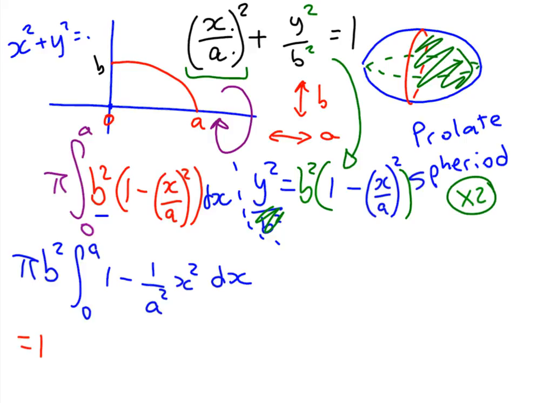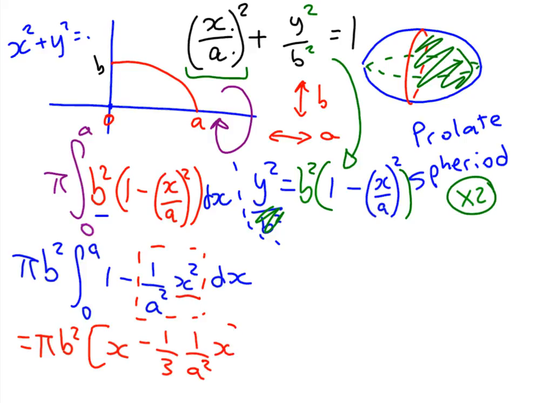Right, now we're actually going to integrate. Integral of 1 goes to x. Integral of the second term, we're going to be treating 1 over a squared as a constant because it is. X squared, well, we're going to make the power 3 and divide by 3. So it's going to be minus a third, 1 over a squared, x to the power 3. And the limits we're going between are a and 0. Okay, so pi b squared still waiting patiently outside.